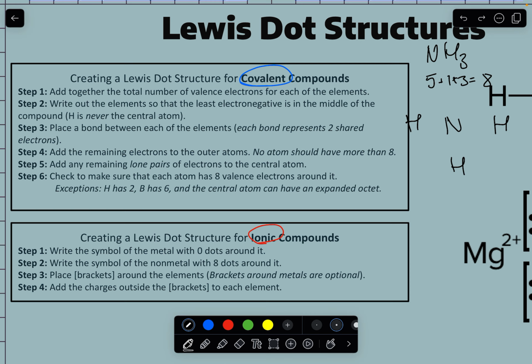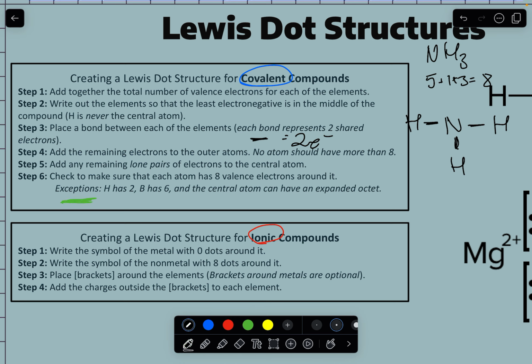Step 3 is that we're going to put a bond between each element. Remember, a bond is a line. It's going to be the line connecting the elements, and that line is equal to 2 electrons. So we just did 2, 4, 6 electrons. And in step 4, we're going to add the remaining electrons to the outer atoms. Okay, so no atom should have more than 8. Right now we have 2 on each hydrogen. But down here at the bottom of the box, we have some exceptions.